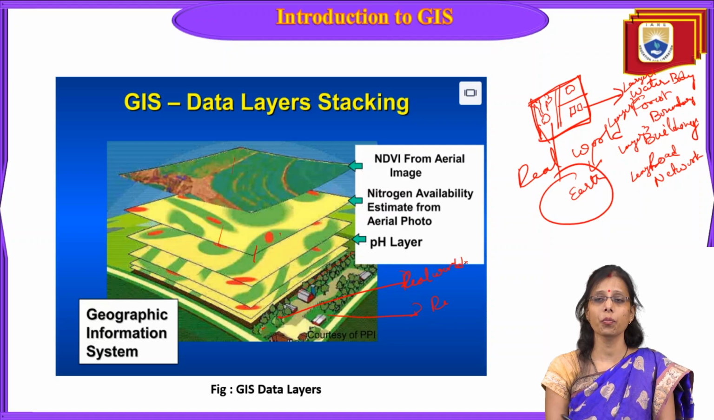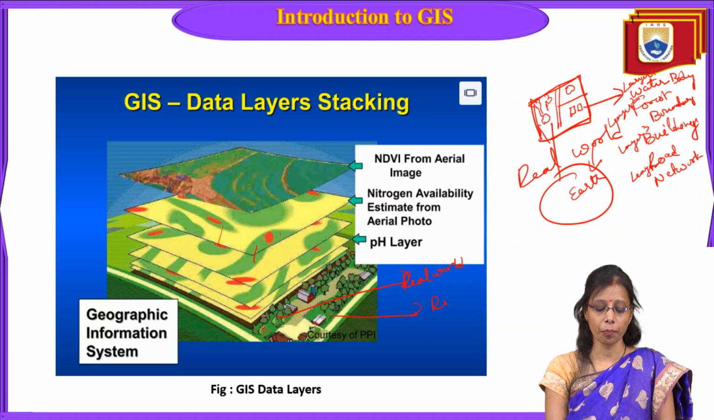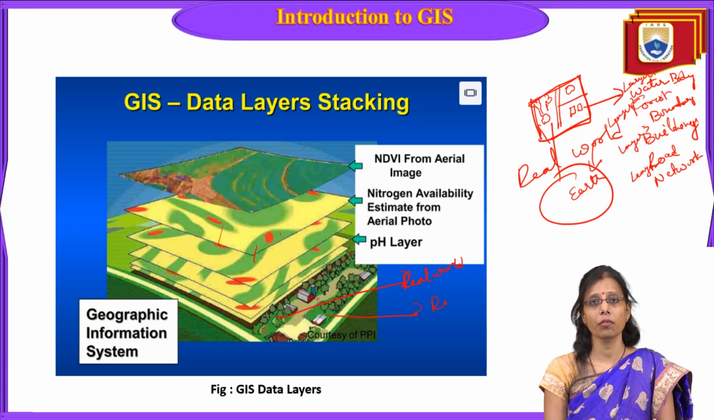Real world means all the information will be captured together in a single map. Now we have just separated it layer-wise. Here it is shown as NDVI from aerial image, nitrogen availability estimate from aerial photo, and pH layer. So there are different layers which are extracted from the main image. This is how layer-wise GIS works: we can remove a layer and stack it, and whenever you want, you can combine them together. Whenever we want, we can separate these layers and display the data separately.